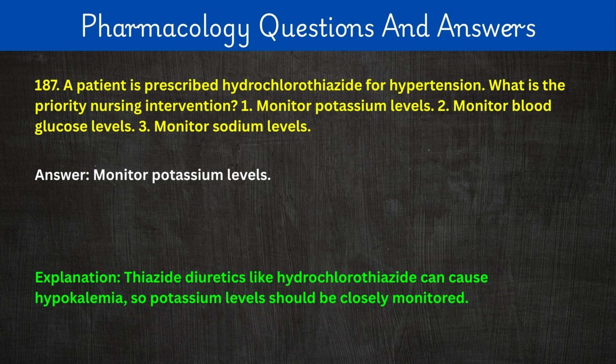187. A patient is prescribed hydrochlorothiazide for hypertension. What is the priority nursing intervention? 1. Monitor potassium levels. 2. Monitor blood glucose levels. 3. Monitor sodium levels. Answer: monitor potassium levels. Explanation: thiazide diuretics like hydrochlorothiazide can cause hypokalemia, so potassium levels should be closely monitored.